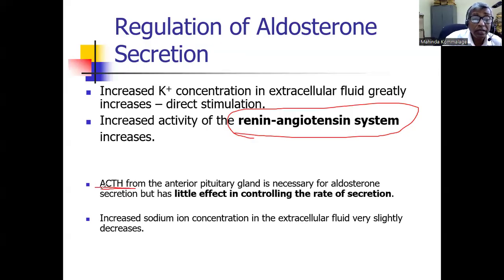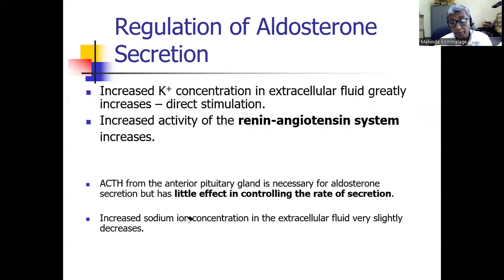ACTH, you learned about ACTH secreted from the pituitary. Of course, ACTH is important for cortisol secretion, the regulation of cortisol, but not for aldosterone. It has little effect on the real rates of secretion of aldosterone. An increased sodium ion concentration in the extracellular fluid also slightly decreases aldosterone secretion, but mainly potassium and the renin-angiotensin system are important to control aldosterone secretion.